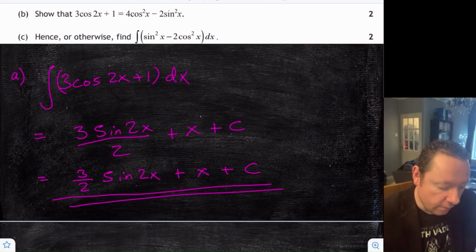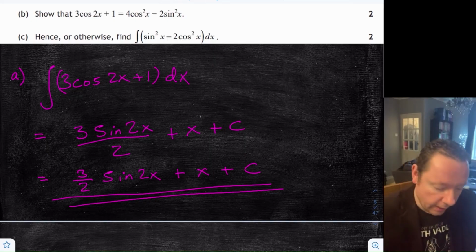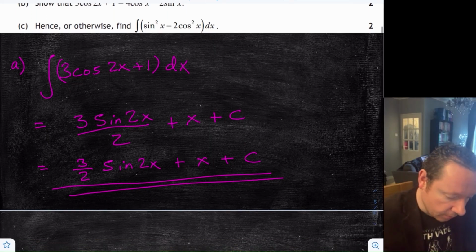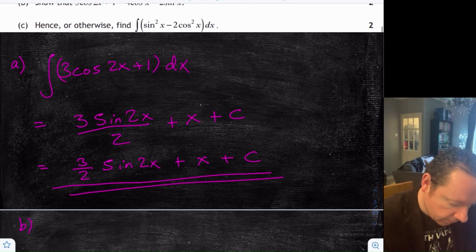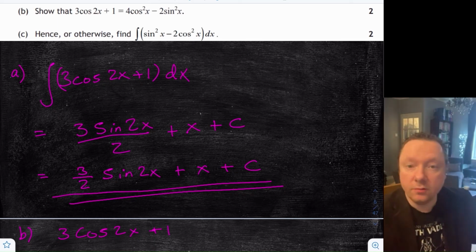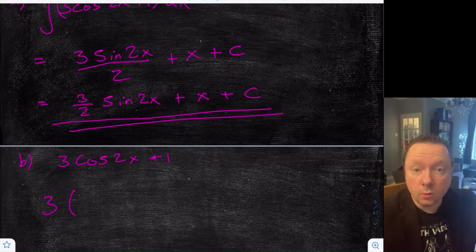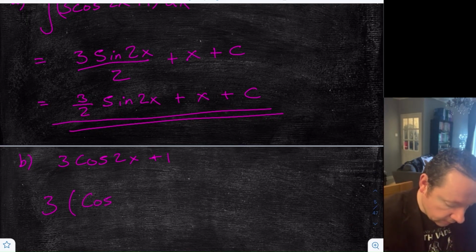Part B says show that 3 cos 2x add 1 equals 4 cos squared x minus 2 sine squared x. So it's a trigonometric question. We have to use our cos 2x expansion from the start of the exam paper. So part B, 3 cos 2x plus 1. I'm going to try and make that look like the right hand side. So cos 2x, I'm going to expand to cos squared x minus sine squared x.